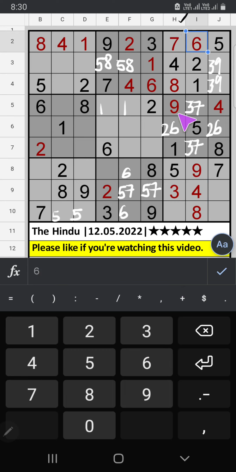Column H, 2 numbers are remaining, 2 and 6. It will come in any one of the two cells. We will confirm later. 4th row, 2 numbers are remaining, 3 and 9. It will come in any one of the two cells. We will confirm later.